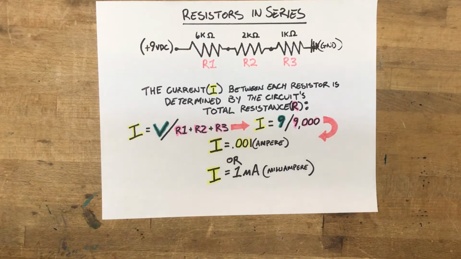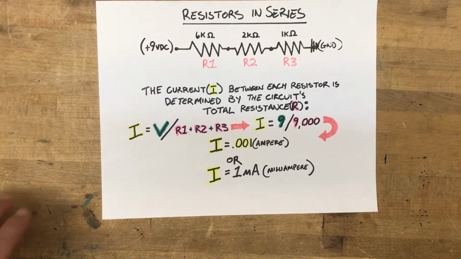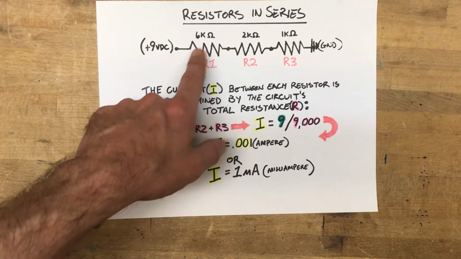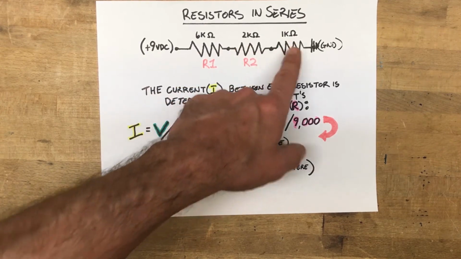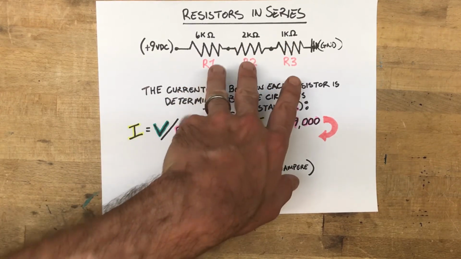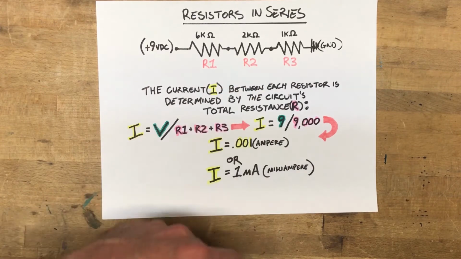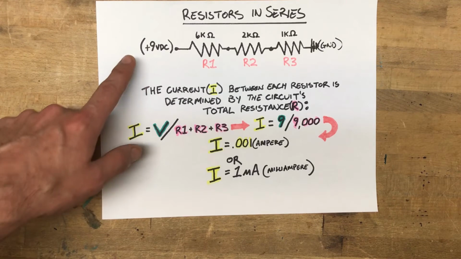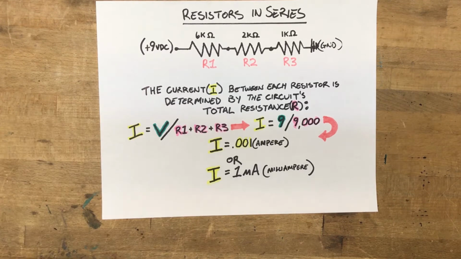So now that we've talked about single resistors and figuring out their requirements in a single simple circuit, let's talk about resistors in series. To start with, we have an example circuit set up with 3 resistors, R1, R2, R3, with 6 kiloohms, 2 kiloohms, and 1 kiloohm of resistance. So that's 6,000, 2,000, and 1,000 ohms if we're plugging it into Ohm's law with a 9 volt DC supply.